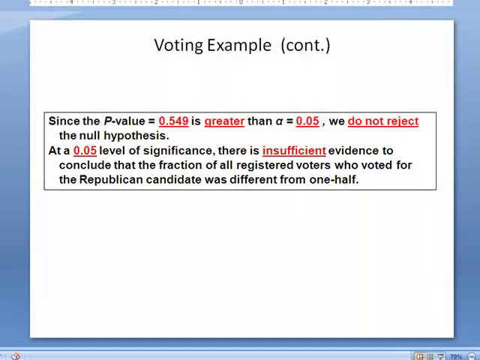Well, this concludes Chapter 19. We will begin Chapter 20, and that will be two-sample proportion problems where we have two different samples and their proportions.